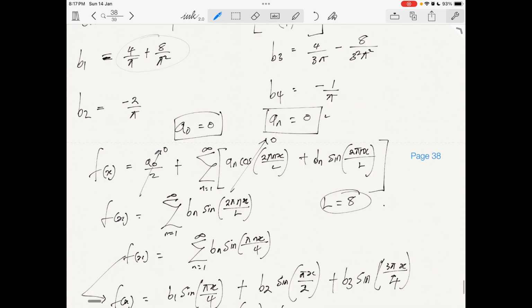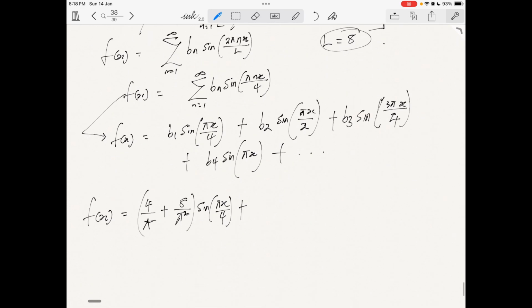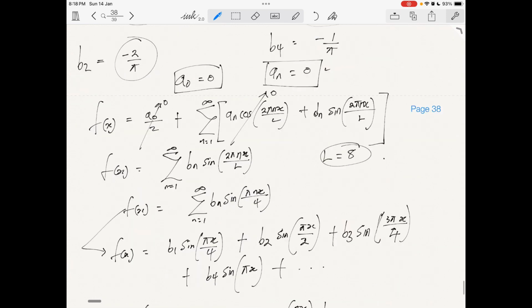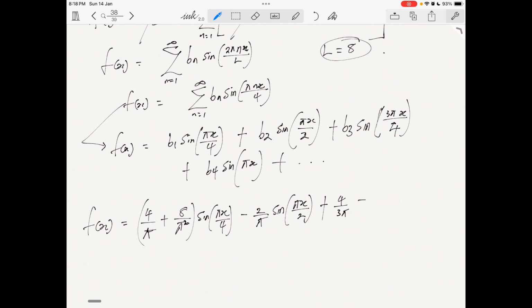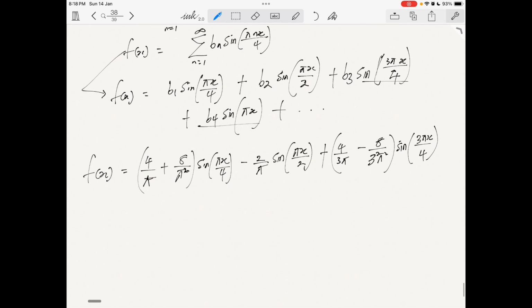So let's substitute our values for b1. This is b1, 4 over pi plus 8 over pi squared. So our Fourier series is 4 over pi plus 8 over pi squared multiplied by sine pi x over 4 plus b2. Now our b2 is minus 2 over pi. So this changes to minus 2 over pi sine pi x over 2 plus b3. Our b3 is the entire of this, which is 4 over 3 pi minus 8 over 3 squared pi squared multiplied by sine 3 pi x over 4, and finally b4. Our b4 is minus 1 over pi sine pi x.